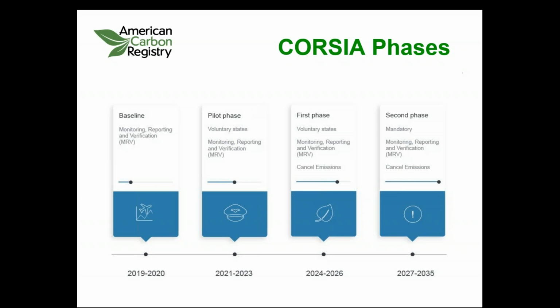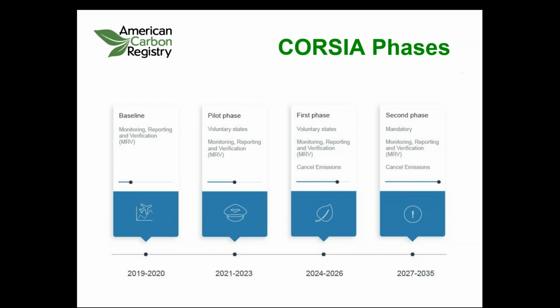In 2024 to 2026, this is phase 2. It's the first implementation phase, but also on a voluntary opt-in basis. 2027 to 2035 is phase 3, the second implementation phase, which will include most states. There's mandatory compliance during this phase unless exempted.